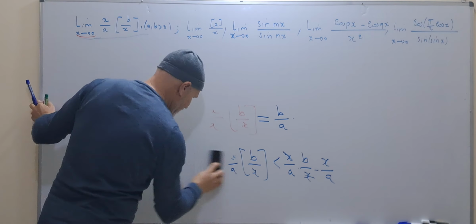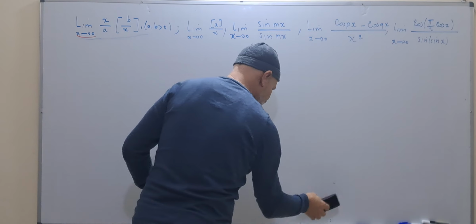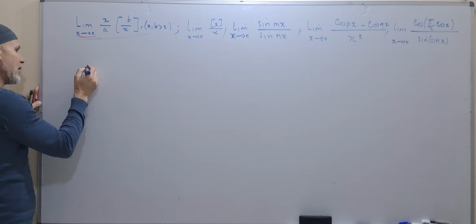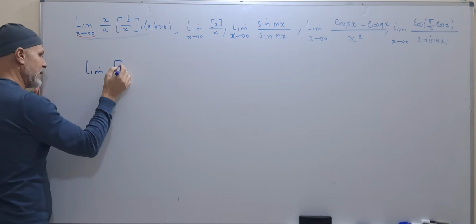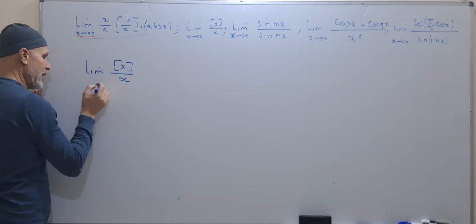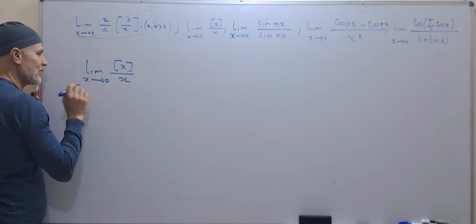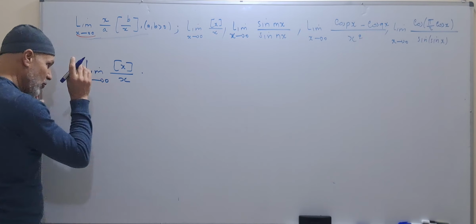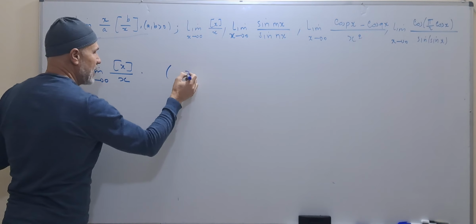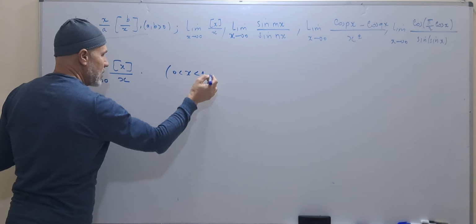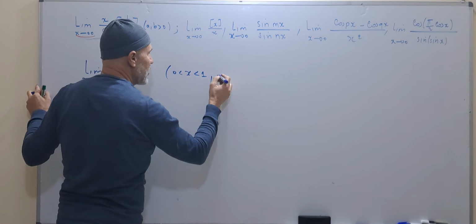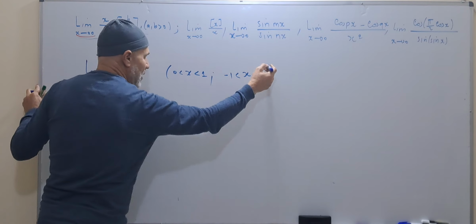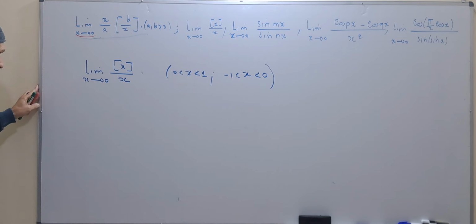How about the next limit? Actually, when we have an integer part, always think to use the left limit and the right limit. We have the right to consider x once between 0 and 1, and a second time x between minus 1 and 0.